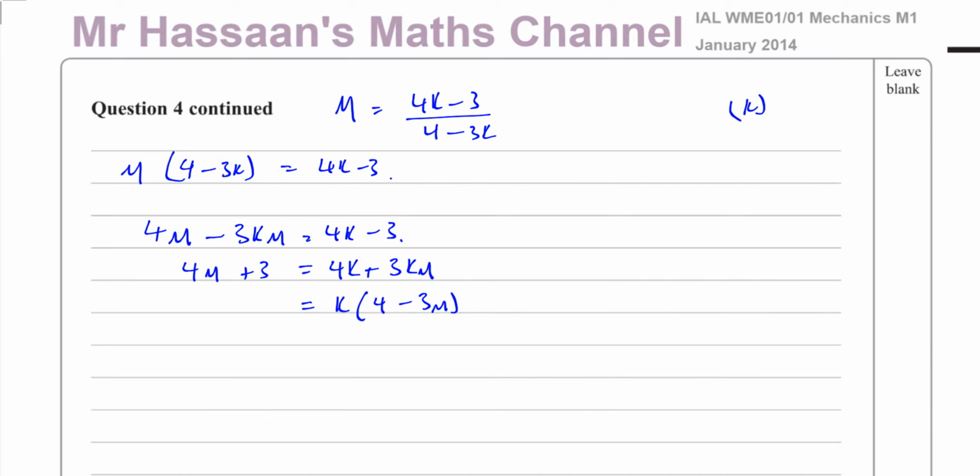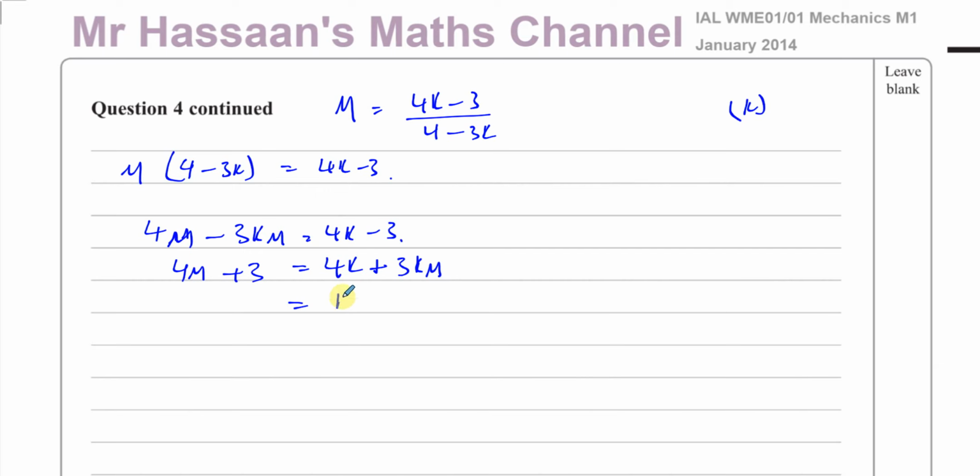Sorry. Let's do that again. That was a silly mistake. Let me just fix that. So as I said, this is going to be 4k plus 3k times mu. And this is 4 mu plus 3. Okay, so you have to add 3k mu on both sides and you have to add 3 on both sides.